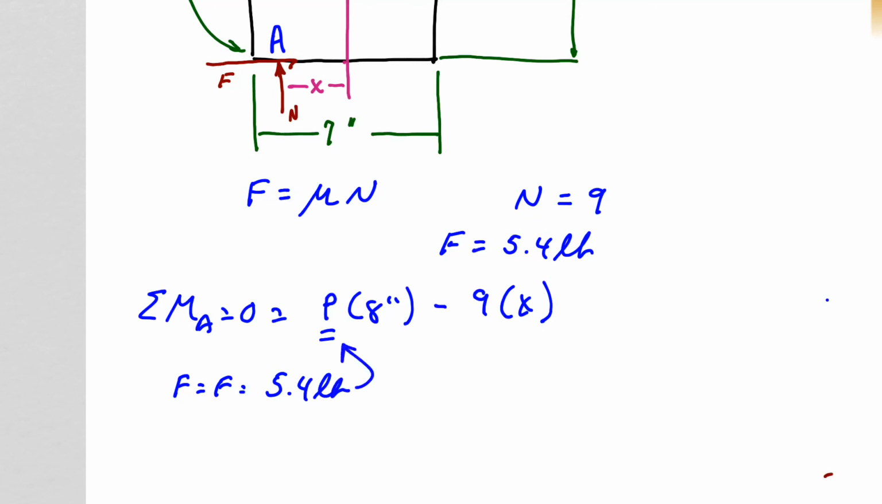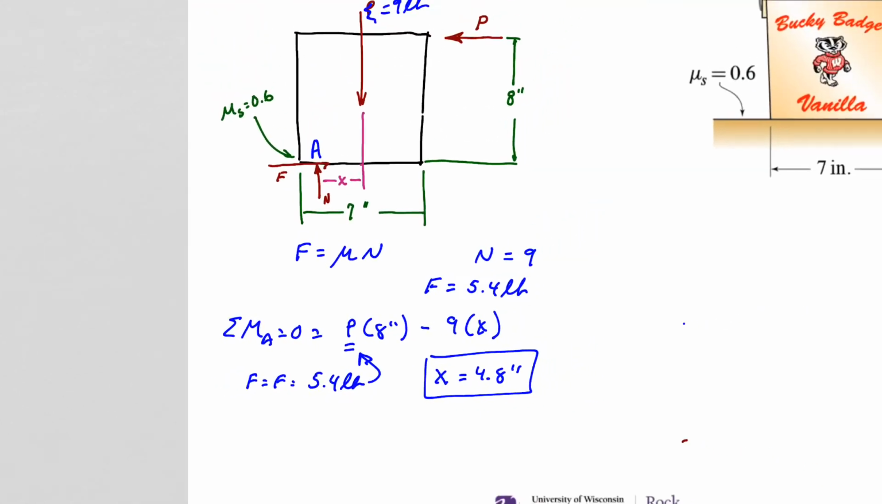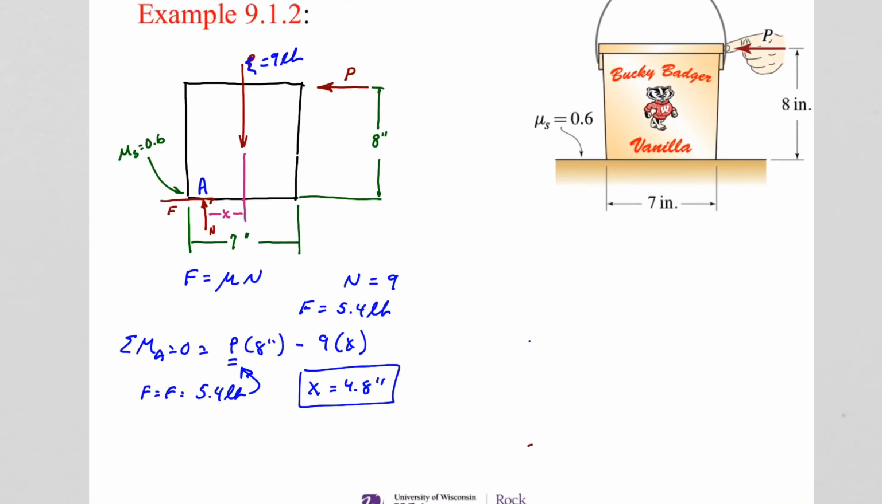So we can plug that back in and solve for x, and we will find that x is equal to 4.8 inches. What that is telling us is, in order for this bucket to slide, we would have to increase this from here to here and redesign a new bucket to have this distance be 4.8 inches, and then it will slide as opposed to tipping. Okay? If you have any questions, please let me know.